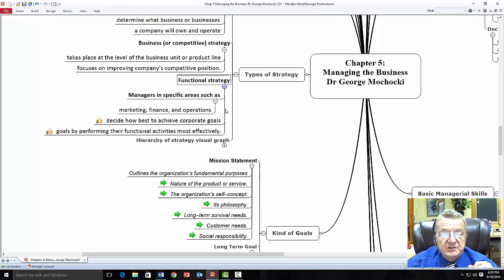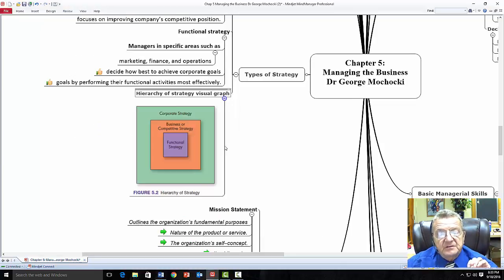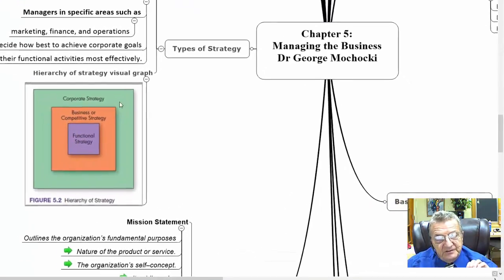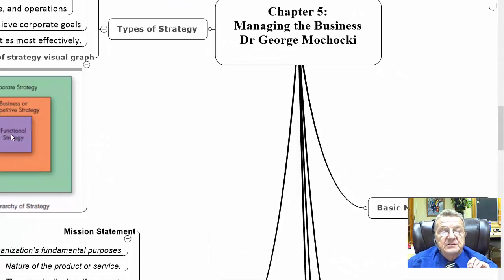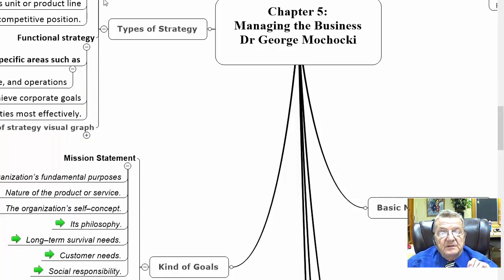Okay, and then functional strategy: managers in specific areas such as marketing, finance, and operations decide how best to achieve corporate goals by performing their functional activities effectively. The hierarchy, here's the graph. Basically, corporate strategy is up here. It tells the business, and it goes down to the individual function. Okay? So we have that.